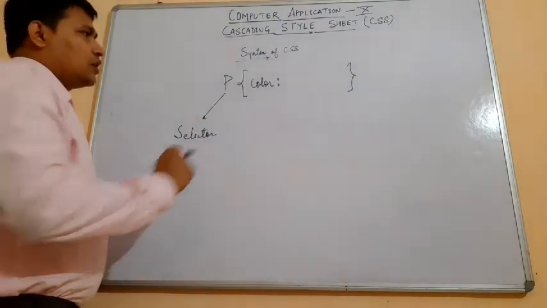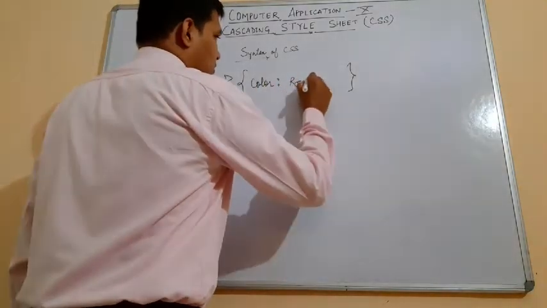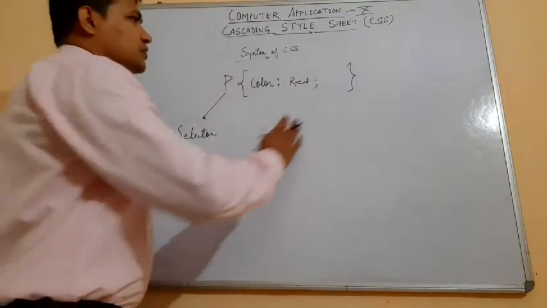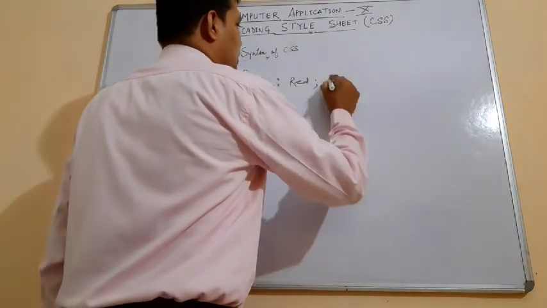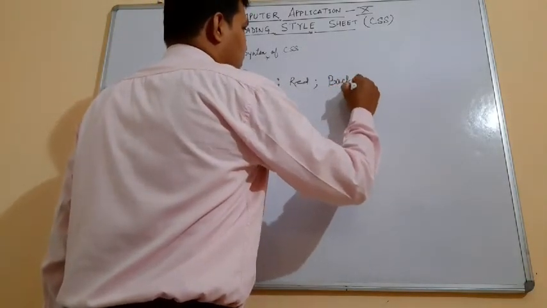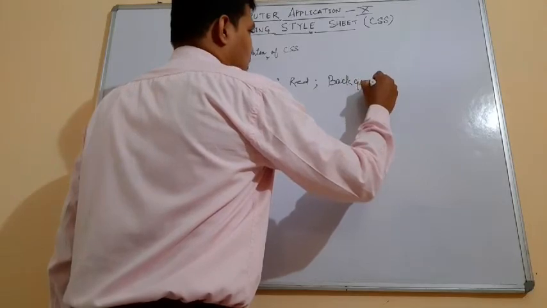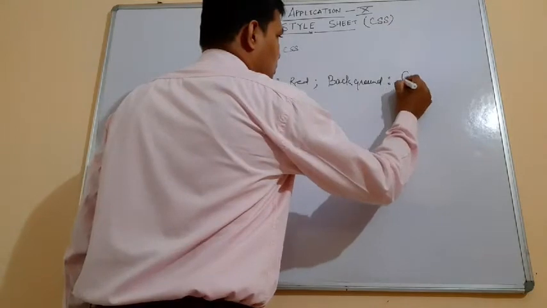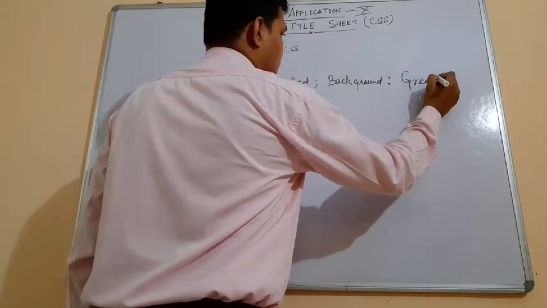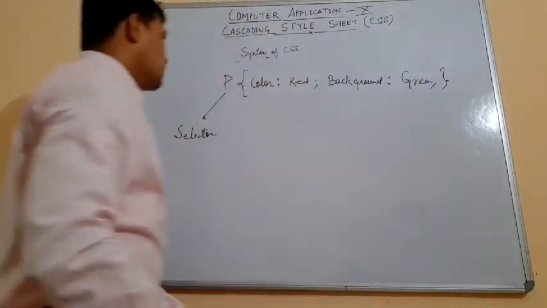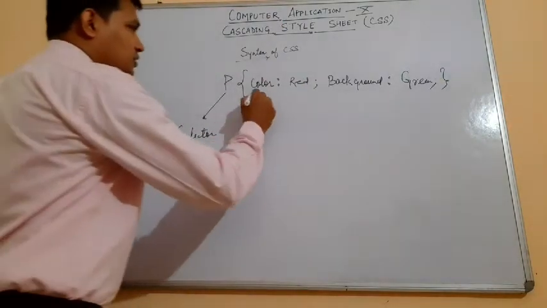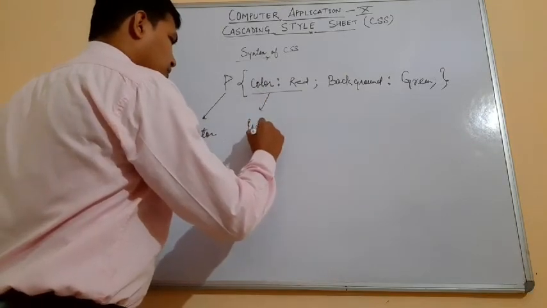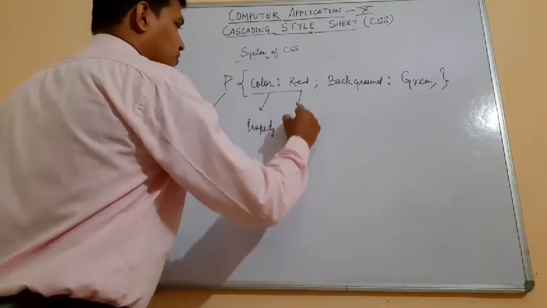colon red, then a semicolon. P color is red. In the same way, if you want to assign background colon green. Students, you must know that this color is called the property, and this red is the value.